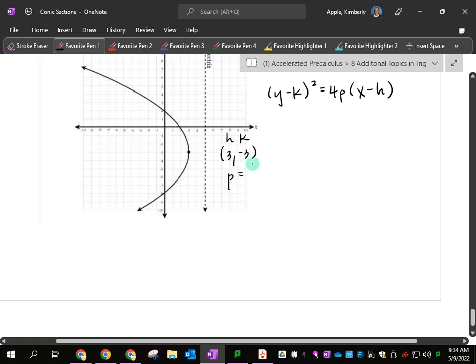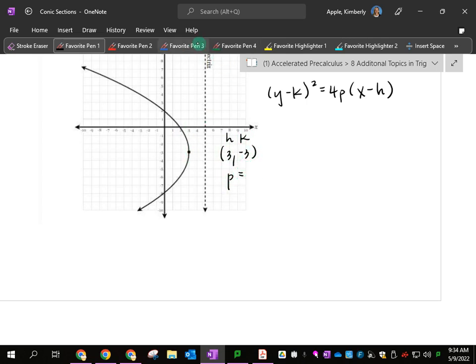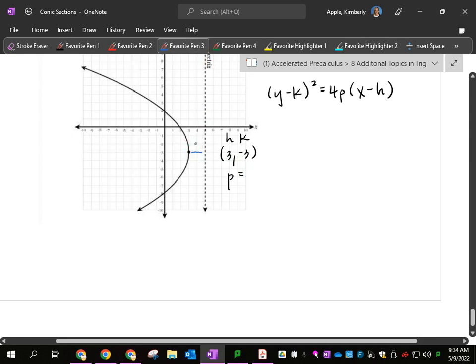What is the value of p? 2 from the focus to the directrix. So that's 2. This opens left or right? Left. So p should be positive or negative? Negative. Absolutely. Well, now we just go plug it in. Y plus 3 squared equals negative 2 times 4, which is negative 8, times x minus 3. There's your equation.